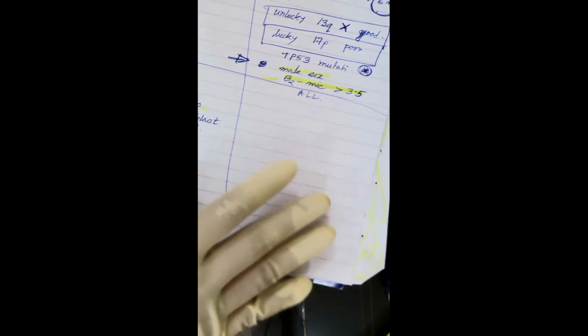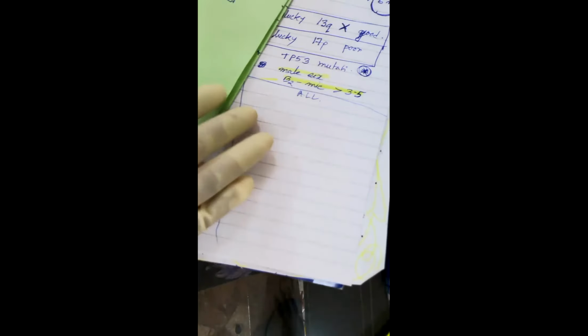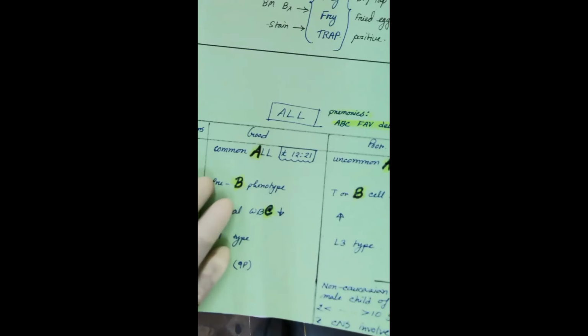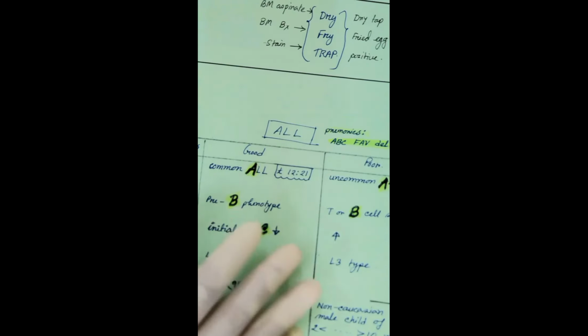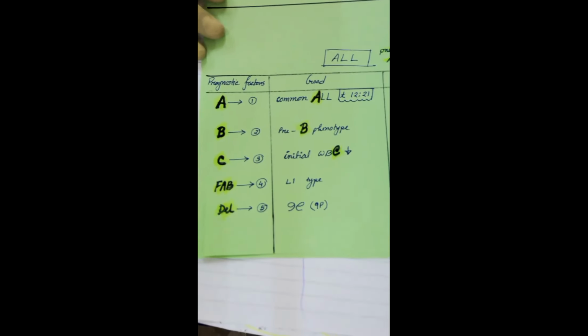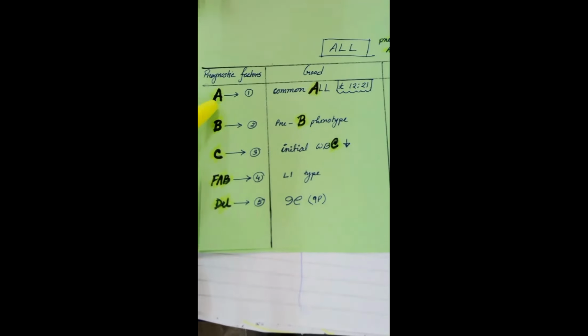So I will show you my notes on ALL. This one also I have a mnemonic to remember. What is the mnemonic? See the mnemonic: ABC favorite deal. ABC favorite deal. So what is ABC favorite deal?